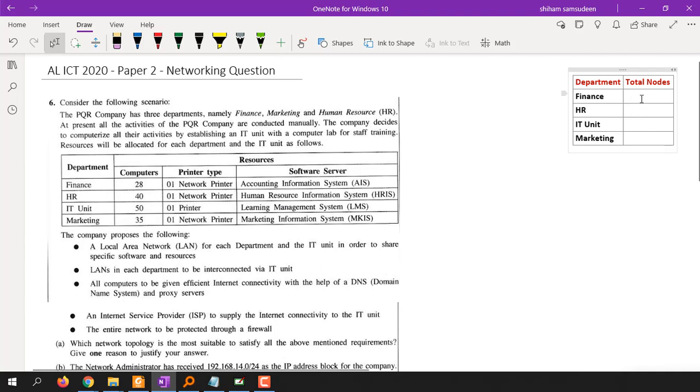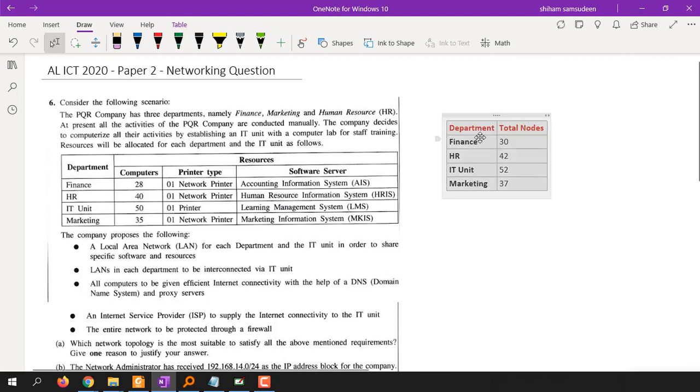So we'll just fill that up so that it will be easier for us. So we need 30 here, and for HR we need 42. For IT unit we need 52. For marketing we require 35 plus 1 plus 1, so that is 37, right? So we have the summarized information of what we require in terms of the resources for each of the departments.